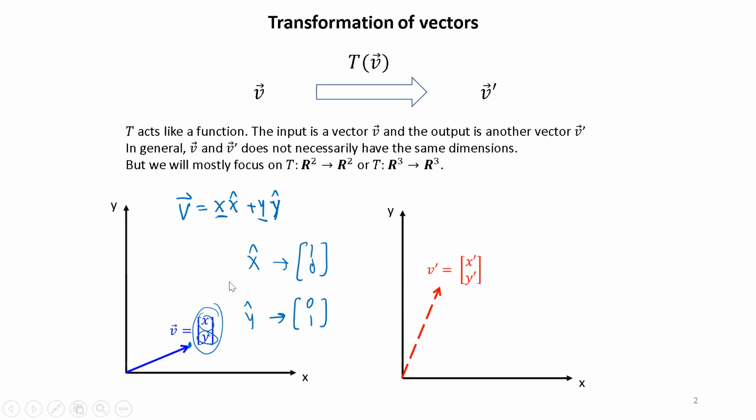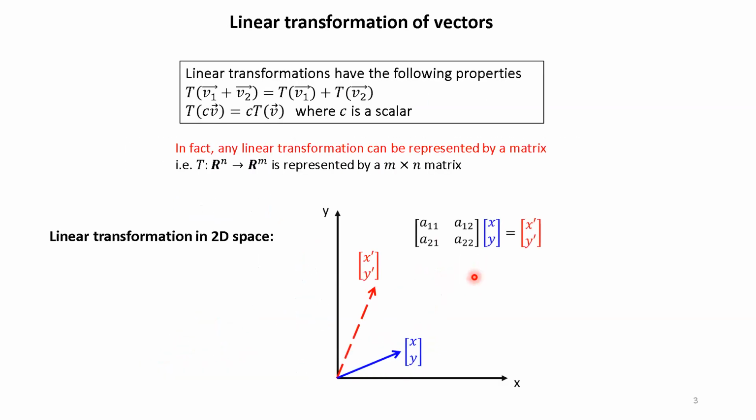Here you can see an example of a transformation. This blue vector v is my original vector. After some transformation, I get this red dashed vector v prime. You can see that in general, a transformation can change the magnitude of the vector, and it can also change the direction of the vector. Again, it depends on what kind of transformation we are talking about. In fact, here we'll focus on the so-called linear transformations.